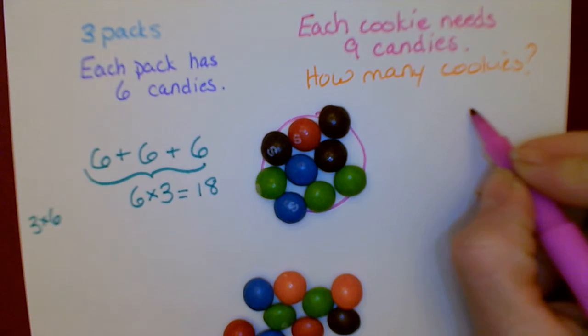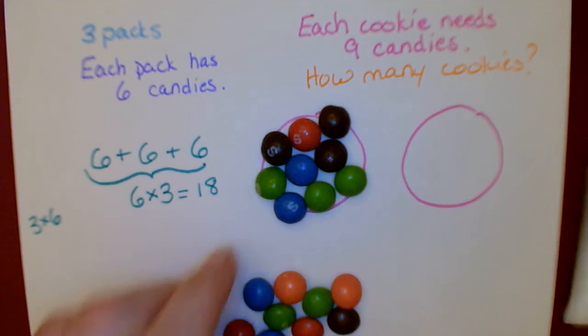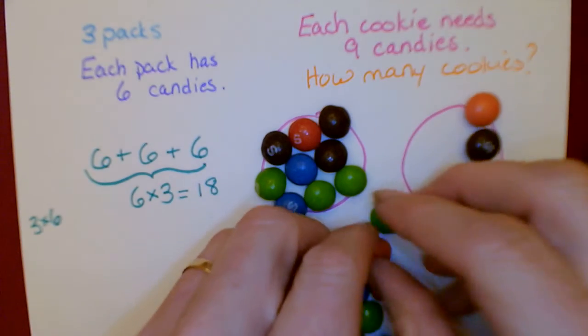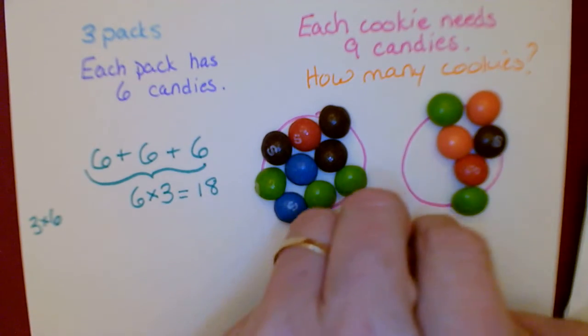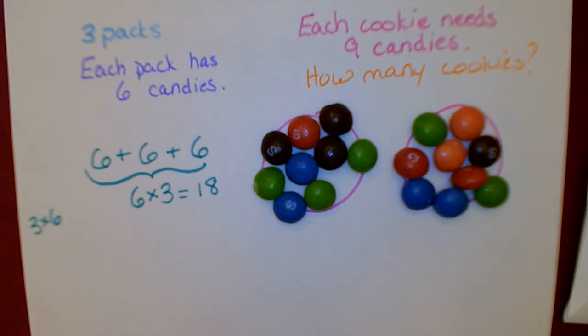Let's make another cookie and see what happens. And look, when I make another cookie, let's see. 1, 2, 3, 4, 5, 6, 7, 8, 9. So now what I did was I took 9 and put them there.